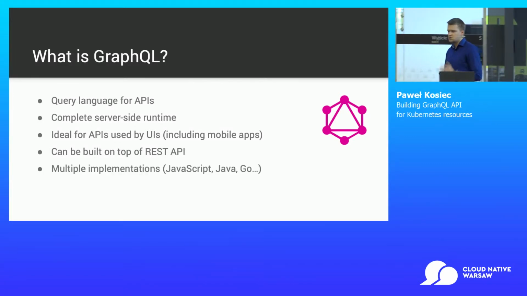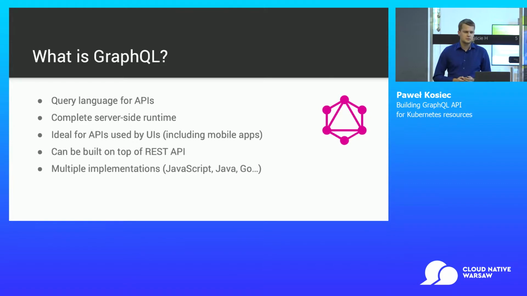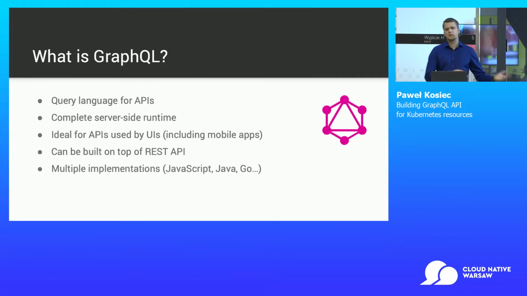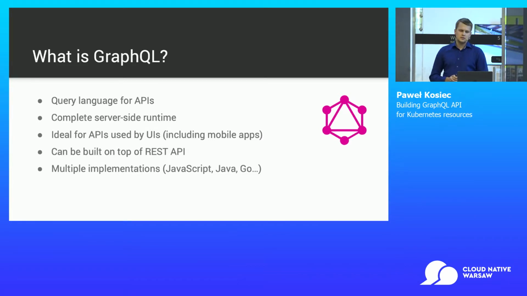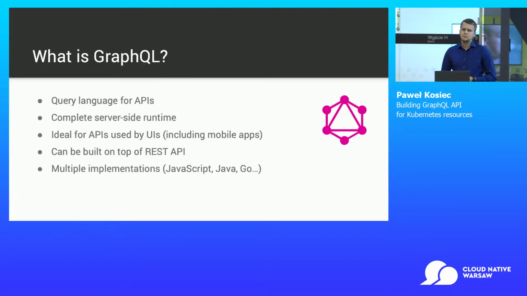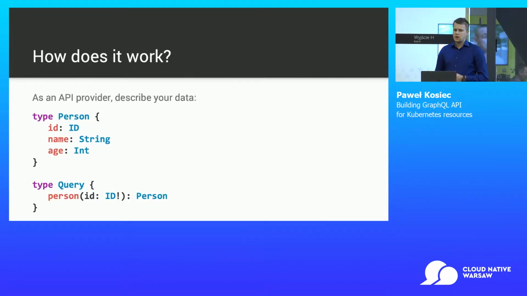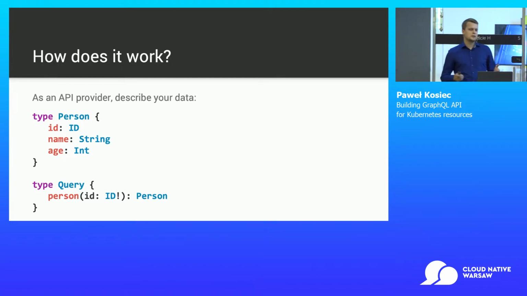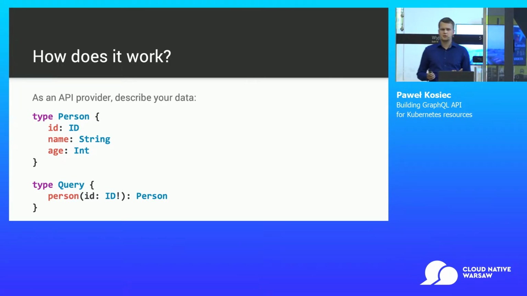And there are multiple implementations of GraphQL, not only on the server side, but also on the client side, in most languages you can ever imagine, right? So basically, how does it work? The idea is quite simple, right?